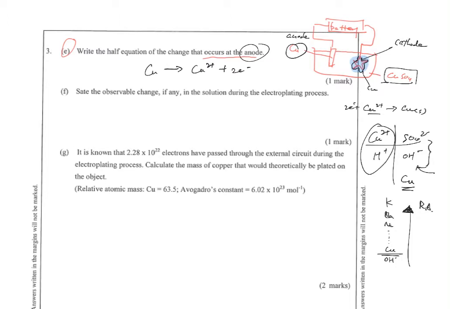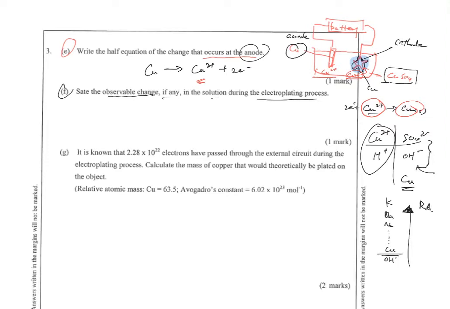The concept of electrolysis is very important, and this question is quite useful. For F, state the observable change, if any, in the solution during the electroplating process. We know that at the anode, Cu will form Cu2+. So the Cu electrode will gradually dissolve and form Cu2+ in the solution. And in the copper(II) sulfate solution, the Cu2+ will gradually form Cu. You can imagine that one Cu2+ forms at the anode, and then another Cu2+ will disappear, becoming copper.